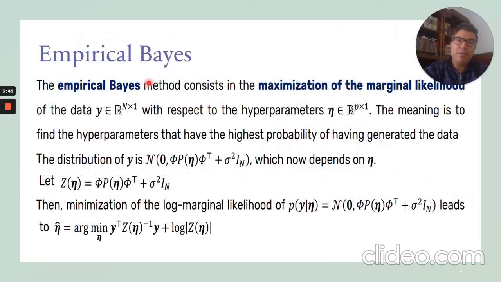In the empirical Bayes approach, we make the regularization matrix depend on a hyperparameter eta. The covariance matrix of y then depends on the P matrix, which depends on eta, so we call this covariance Z(eta). The goal of empirical Bayes is maximizing the marginal likelihood, and this is the marginal likelihood. We maximize it to estimate eta. Maximizing the marginal likelihood is the same as minimizing the negative log of it, and this problem becomes this.